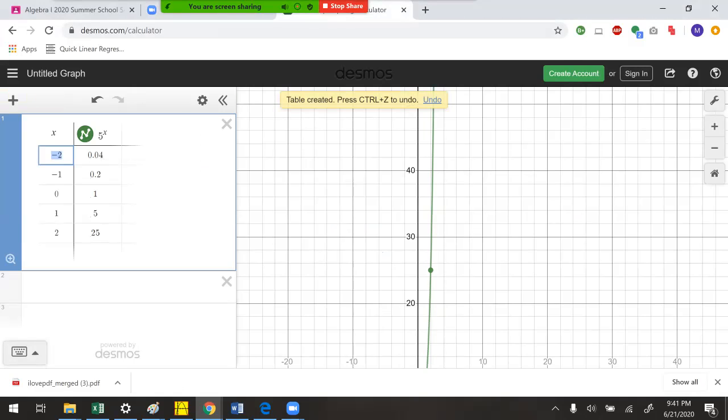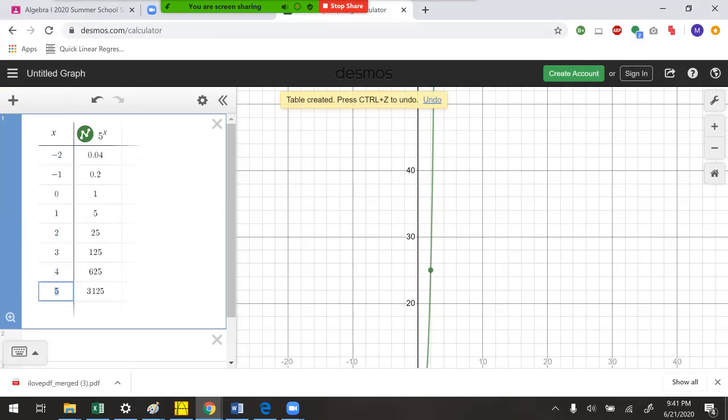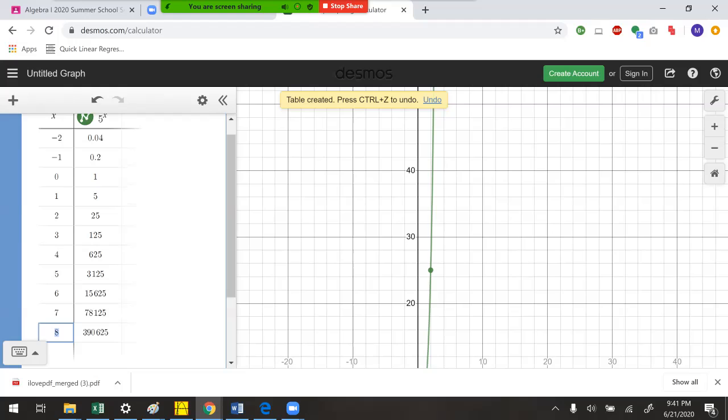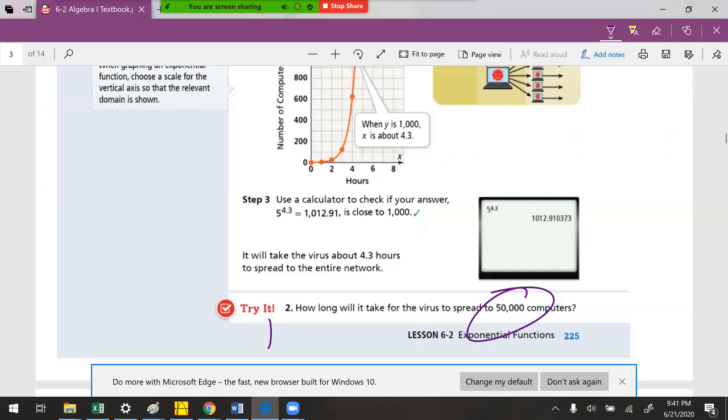When you click on table, you can get the next numbers after that when you press enter and enter and enter. And notice how between day 6 and day 7 we're going to infect about 50,000 computers. So we can say between 6 and 7 hours essentially. I'm not having you find the exact number, but just tell me where in between.